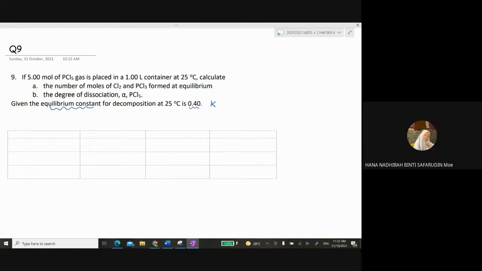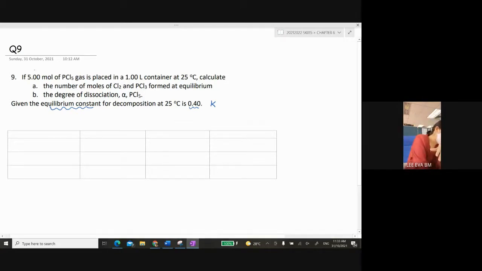Oh, okay. Degree of dissociation. So degree of dissociation refers to the change in concentration. Actually, for this question, it can use partial pressure or concentration. Both will be correct. Okay, but then we choose the easiest one. Degree of dissociation refers to change in concentration over initial concentration. So we use concentration in our ICE table.